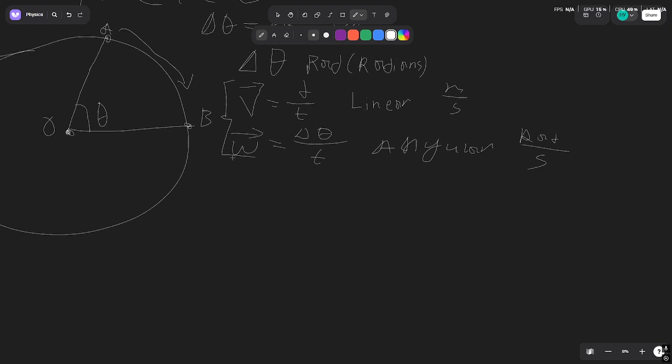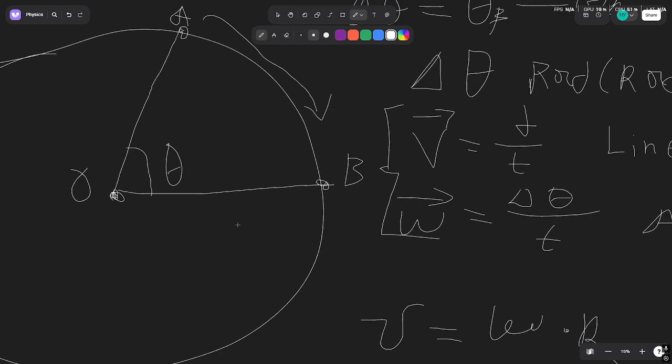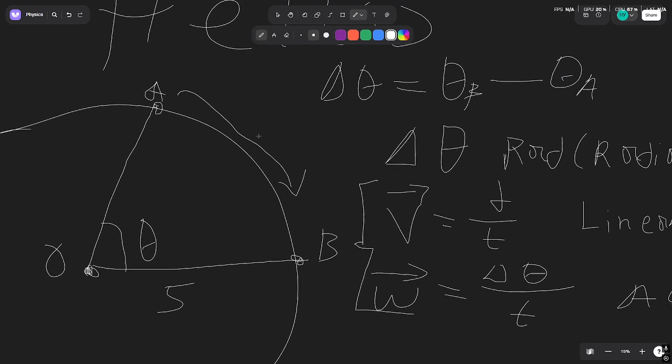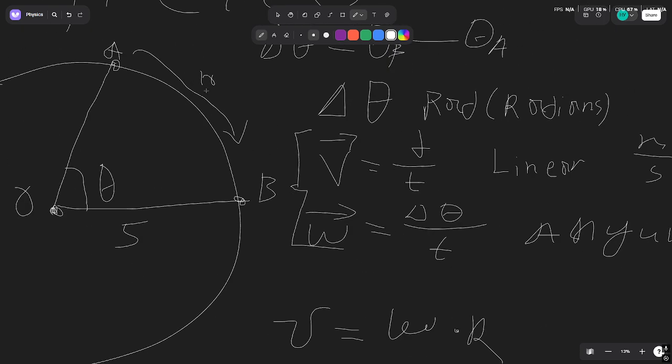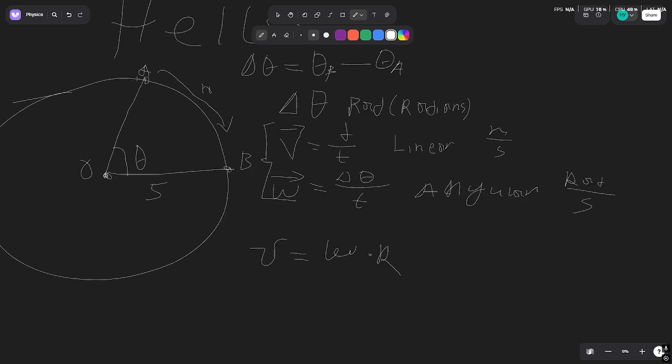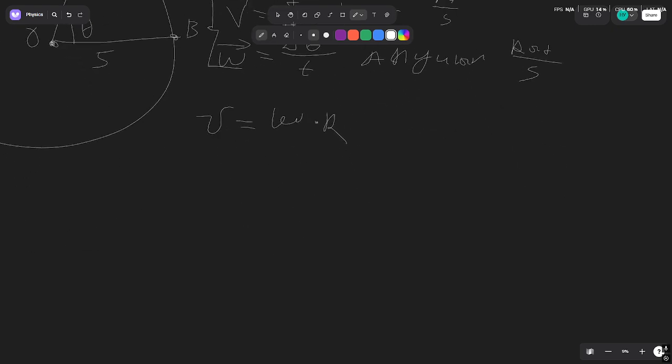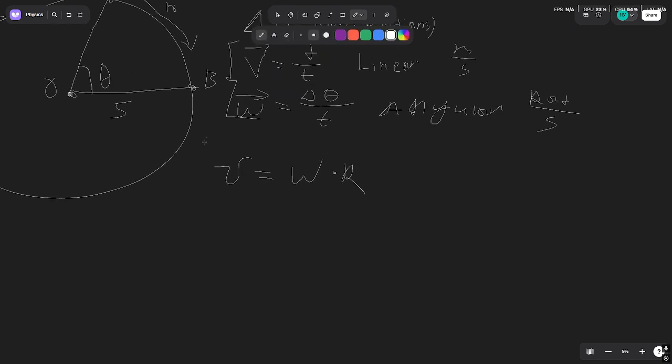Yeah, there is. So linear velocity equals angular velocity times the radius of the circle. So for instance, if the radius of this circle is 5 and angular velocity is 10, the linear velocity of point A has to be 50. Right? Right. So this formula is really, really useful.